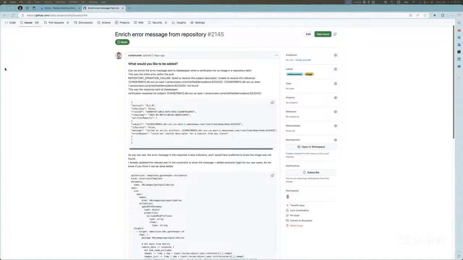Sorry. I see the error message mentioned by the user was error reason could not resolve descriptor for a subject from any stores. The stores may not matter that much to the user, and for the subject there is another field in this verify report on top, so he can see which image is related to this error. So I'm wondering if we can explain to the user which image was not found, just to clarify.